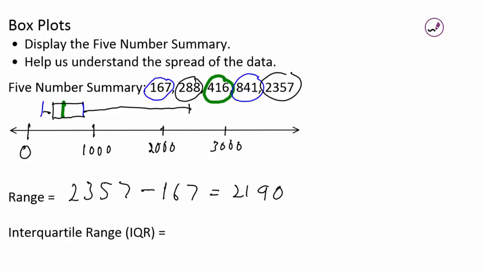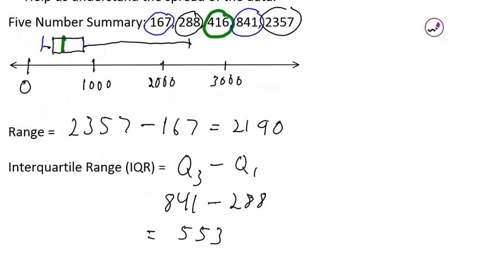The interquartile range, that's the spread of the middle 50% of the data. So we're actually going to take the third quartile and subtract the first quartile to get the IQR. So the IQR is 553. So these are 2 different measures of spread, the range and the IQR. They're both helping us figure out how spread out the data is.